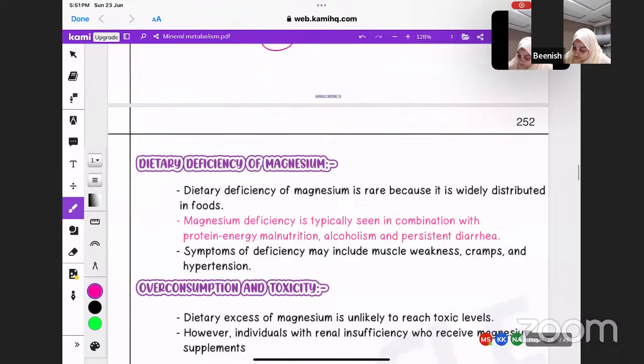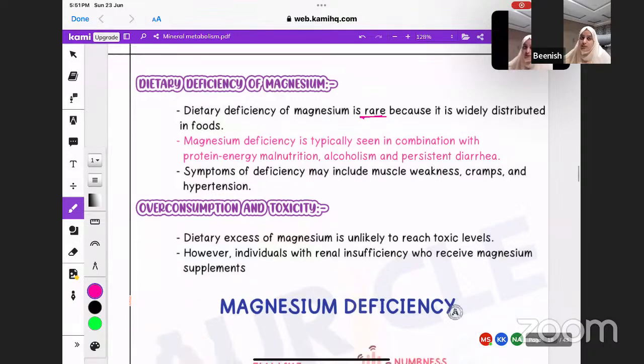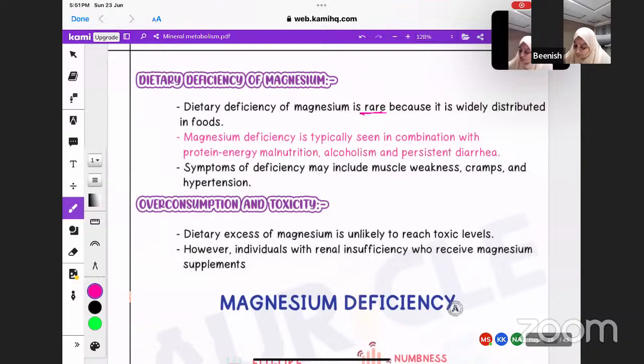Now, talking about the dietary deficiency of magnesium, it is rare because magnesium is widely distributed in food. Magnesium deficiency is typically seen in combination with protein energy malnutrition, alcoholism, and persistent diarrhea. Symptoms of deficiency may include muscle weakness, cramps, and hypertension. There's not much that I can explain in this. This is basically a chapter about facts. You just have to go through them again and again so that you're able to memorize certain facts.